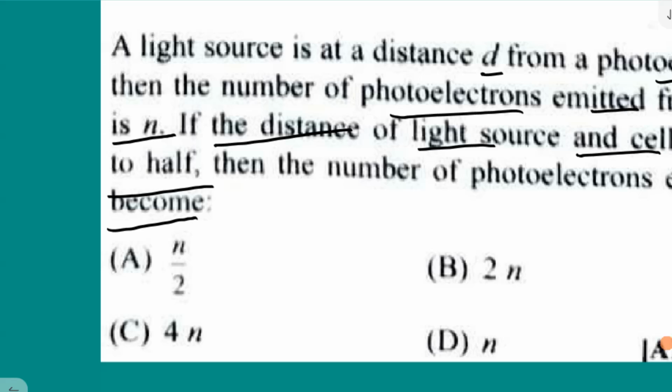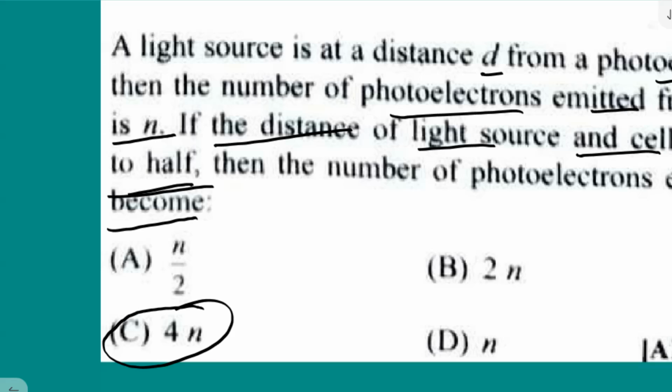Now it is mentioned that initially, suppose if initial distance was D, then our final distance is D by 2, because distance is reduced to half. So let's say R1 is initial distance and R2 is the final distance. So this will give us N1 by N2 is equal to 1 by 4, or N2 will be equal to 4 times the N1. So number of photoelectrons emitted will become or increase fourfold, or 4 times.